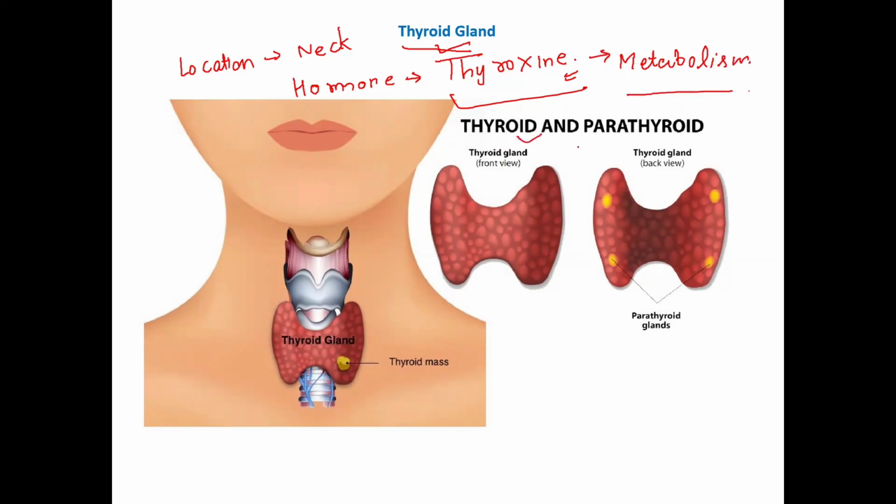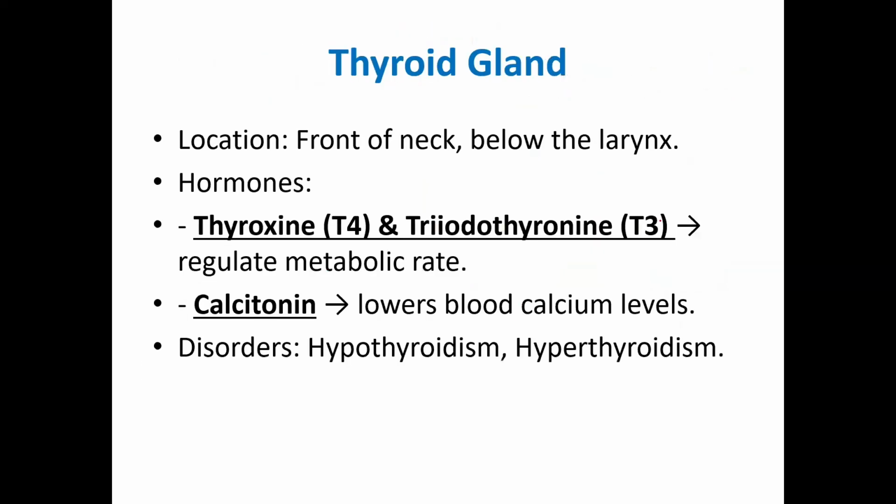So that's the thyroid. Behind the thyroid, we have another gland, that is the parathyroid. So the thyroid is the front view, and this is the thyroid gland in back view. The tiny little gland called the parathyroid gland looks like this. This is the thyroid mass. It makes a hormone called thyroxine. Why thyroxine? It maintains the metabolism process in our body.